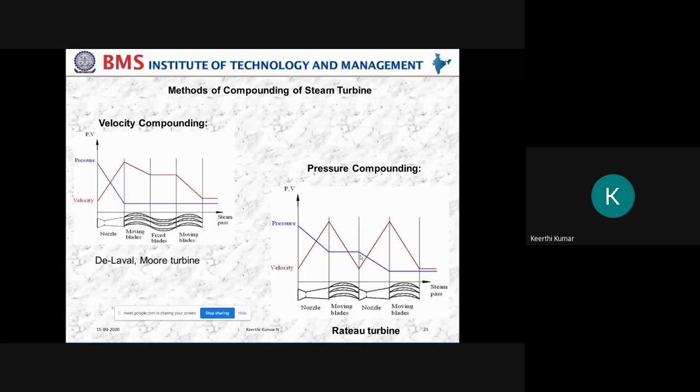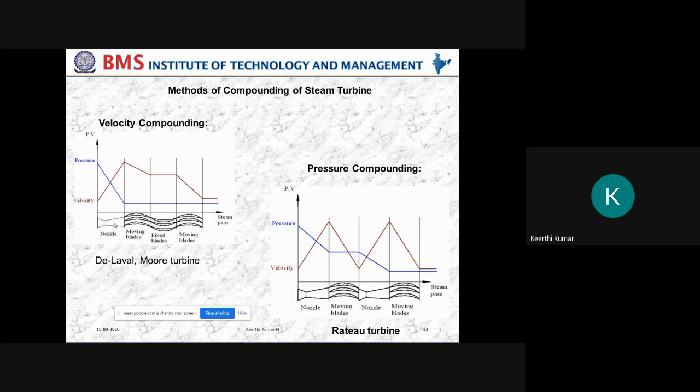So what is reducing stage by stage here? See, this blue line is reducing step by step. So this is called pressure compounding. Here, what is reducing? This brown line is reducing. That means the velocity is reducing as it passes through stage by stage. So this is called velocity compounding, and this is called pressure compounding. And the name of the turbine is the Rateau turbine. The name of the turbine for velocity compounding is the De Laval or Curtis turbine. Here it is called the Rateau turbine.